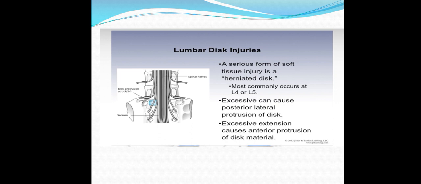A serious form of soft tissue injury of the lumbar spine is a herniated disc. It most commonly occurs at L4 or L5. Excessive flexion can cause posterior lateral protrusion of the disc. Excessive extension causes anterior protrusion of the disc. That's all.